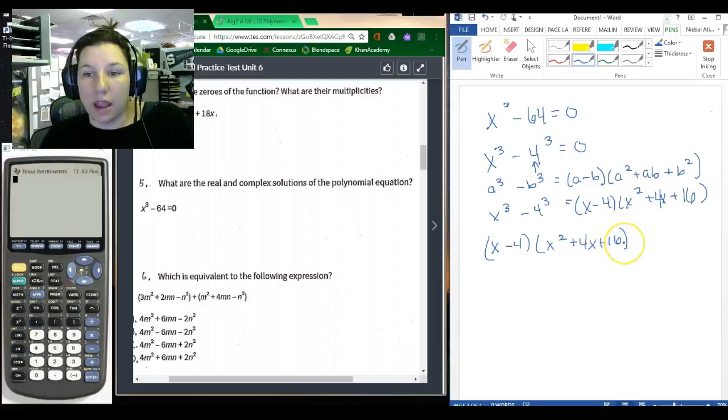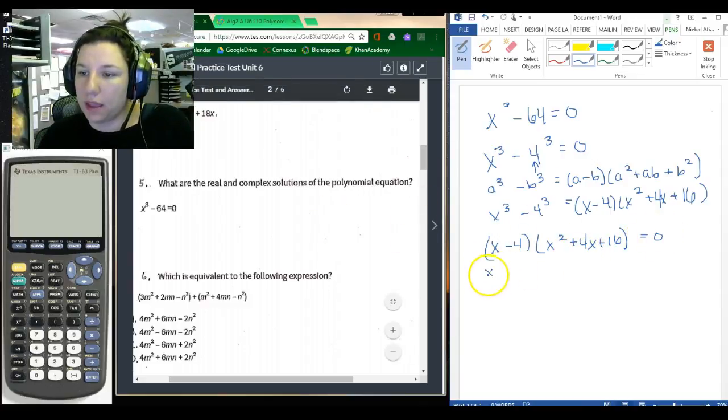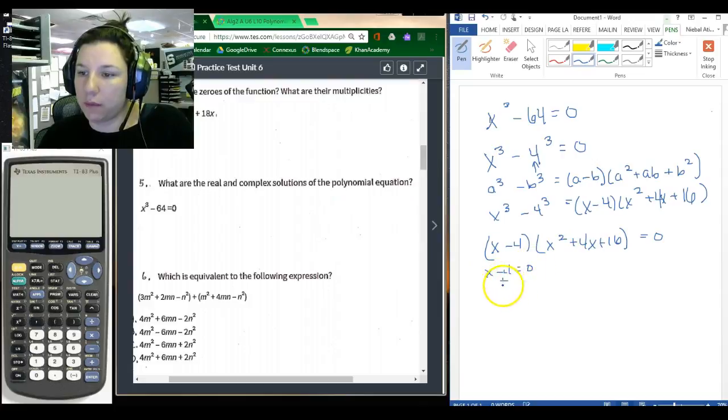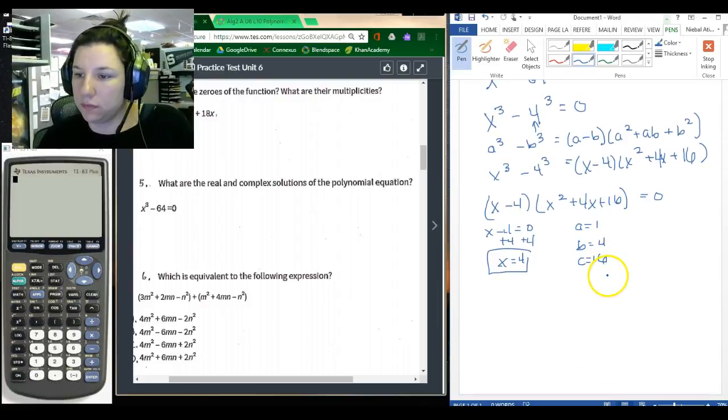Now we're not done because it asked us for the actual solutions. So we set this equal to 0, and that gives us x minus 4 equals 0. That one's relatively easy to solve. So we get x equals 4. But then we have x squared plus 4x plus 16 equals 0. And we can't factor that one, so we'll say a is 1, b is 4, c is 16, and we'll use the quadratic formula.